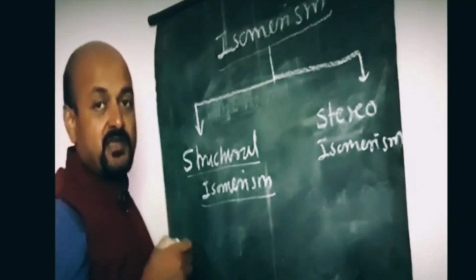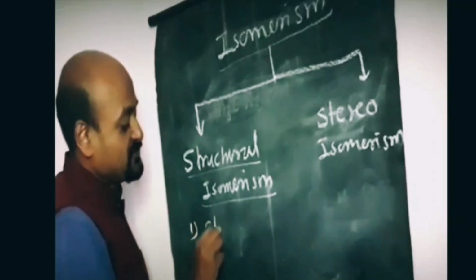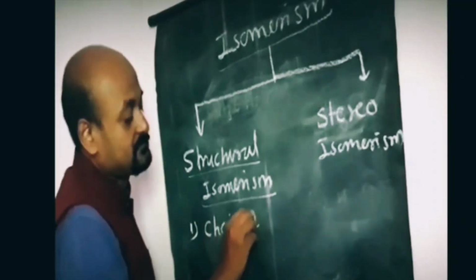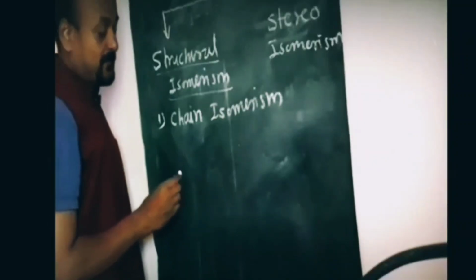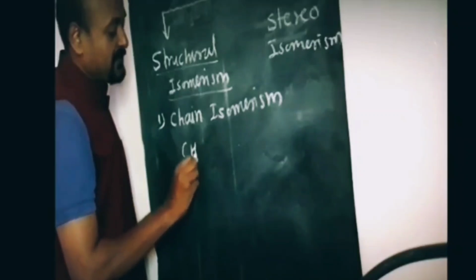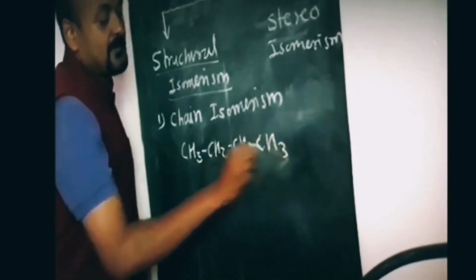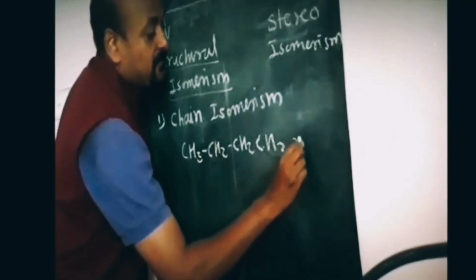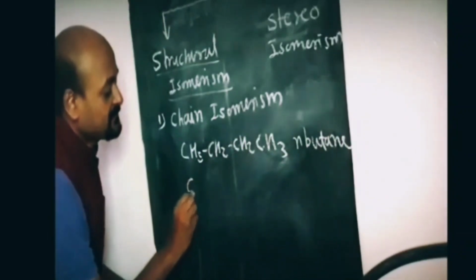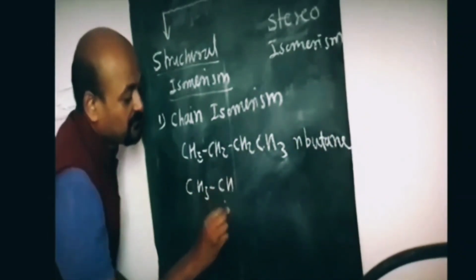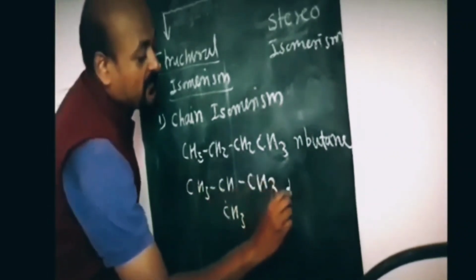Now let us discuss various types of structural isomerism. So first one is chain isomerism. Okay, you know examples of butane and isobutane. As you know, this is N-butane, isn't it? Whereas this one is a isobutane.